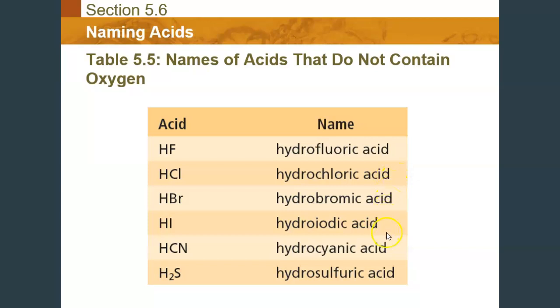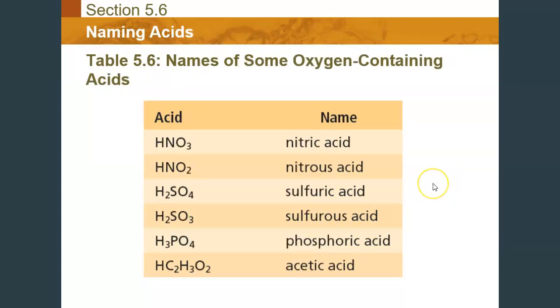HBr, hydrobromic, hydroiodic, hydrocyanic, hydrosulfuric. Notice they don't contain oxygen, so you use the prefix hydro. If it does contain oxygen, then again, you have to go back to the polyatomic ion.